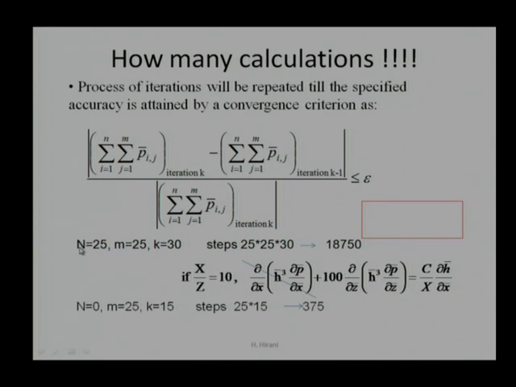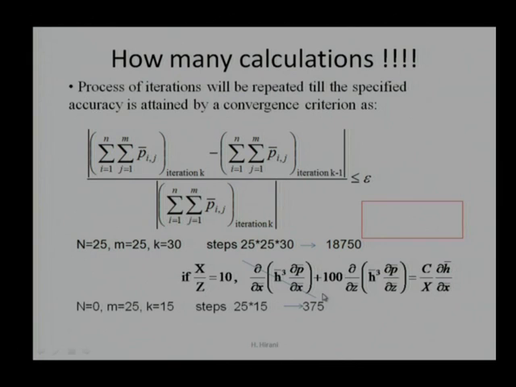When the pressure is unknown in the z direction as well as the x direction, we require 30 iterations. When pressure is not calculated in the x direction at all, and is calculated only in the z direction keeping the same number of nodes, there is a possibility we require only 50% of the iterations compared to this. So, instead of 30, we require only 15 iterations. If I multiply 25 into 15, that gives me 375. You can compare 18,750 versus 375 calculations.